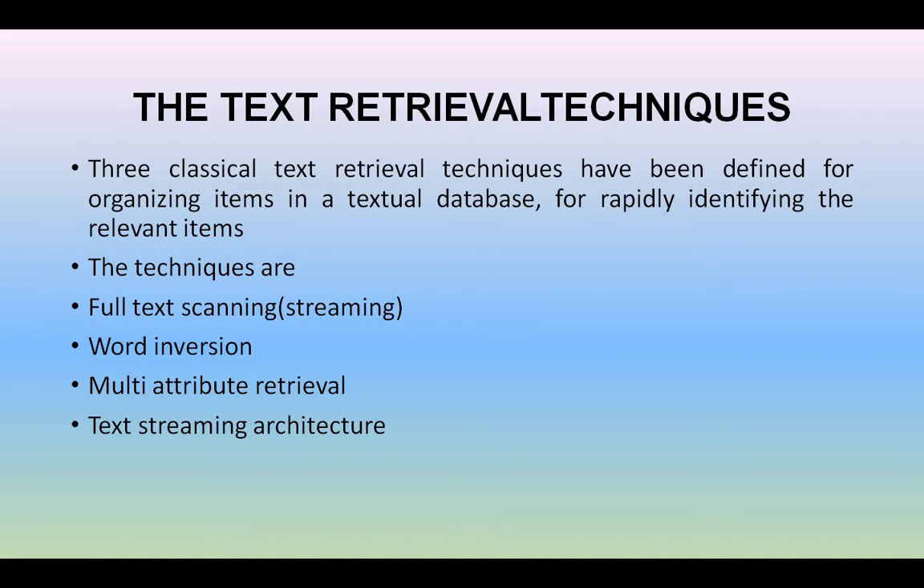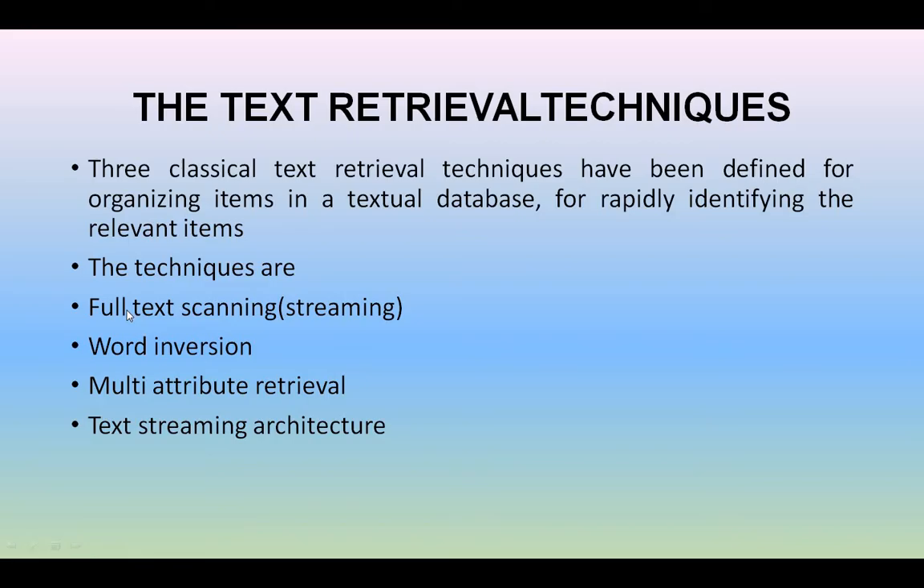So the techniques here, now we are going to see. The first one is full text scanning or streaming. And the next ones are word inversion, multi-attribute retrieval, and text streaming architecture. These are the various techniques most widely used for retrieving text from information retrieval systems. So let us see one by one what the techniques are.